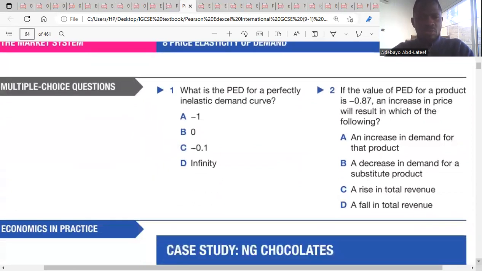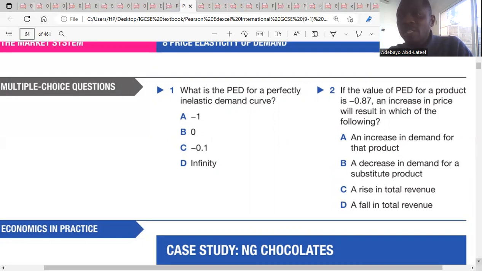So that takes us to the multiple choice questions. What is the PED for a perfectly inelastic demand curve? I told you, it's B, it's 0, perfectly inelastic. It means that there is no significant change in the quantity demanded as a result of a change in price. Question 2. If the value of PED for a product is 0.87, it is price inelastic because it is less than 1.